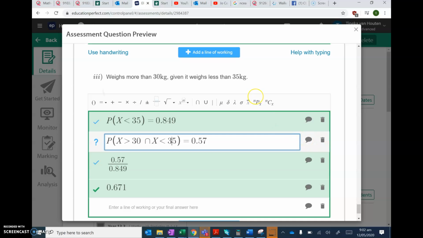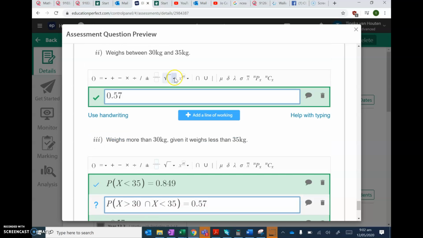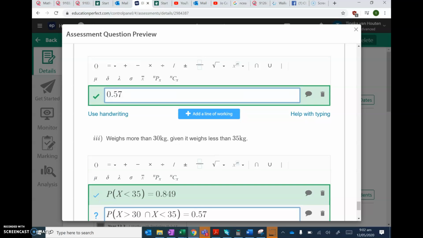So that can be found out by working out the probability that's between 30 and 35, because that tells me it is more than 30 and it is less than 35. So that probability was 0.57.